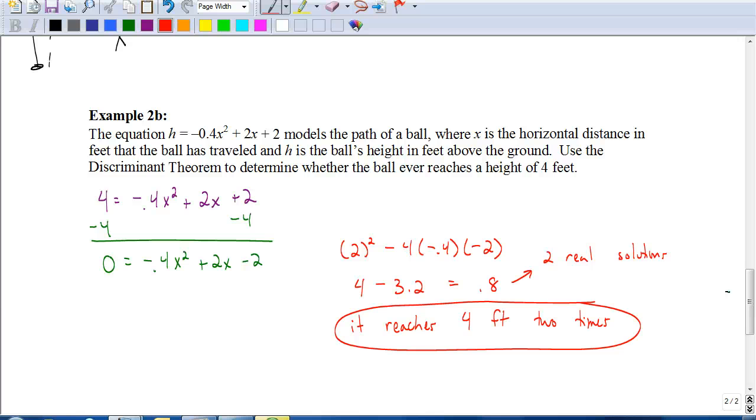So hopefully you understand now how to use the discriminant, and good luck on that assignment.